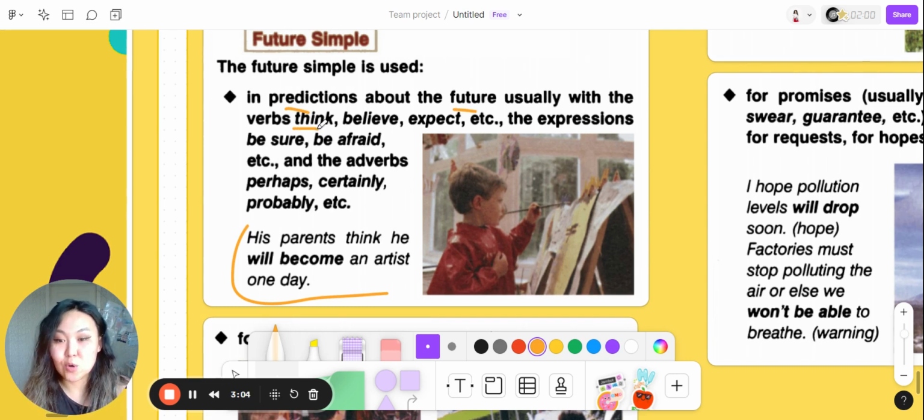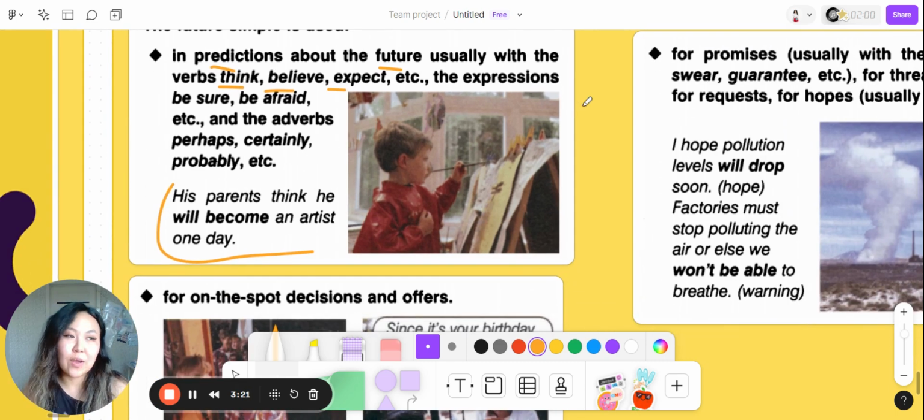Usually, with verbs like think, believe, expect, you can use it, and also with such expressions as be sure, be afraid, and the adverbs like perhaps, certainly, probably. So here we see some kind of a prediction about the child's future. I can also talk about the weather: I think tomorrow will be colder. So it's my prediction about tomorrow's weather, and I am not sure that it will definitely happen.